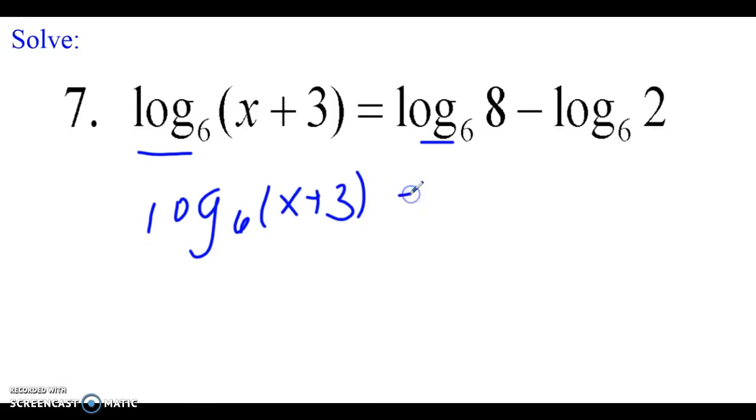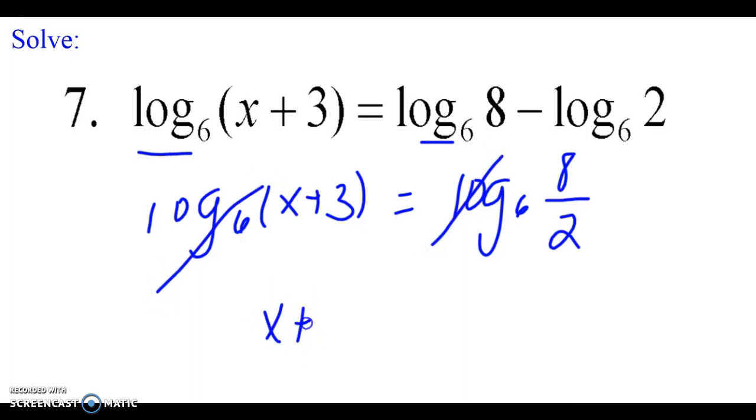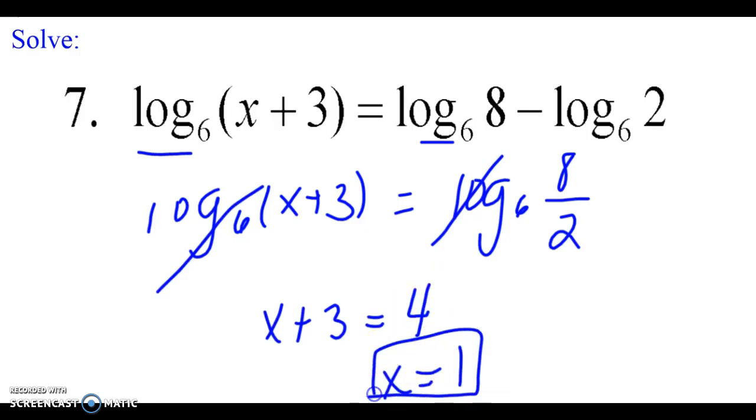Okay, so I get log base 6 of 8 over 2, since it's a minus sign, that's division. Since you have log base 6 and log base 6, they cancel and you get x plus 3 equals 4, because 8 divided by 2 is 4, and x equals 1. So it's very simple. Just pay attention to when there are logs on both sides and when there's not.